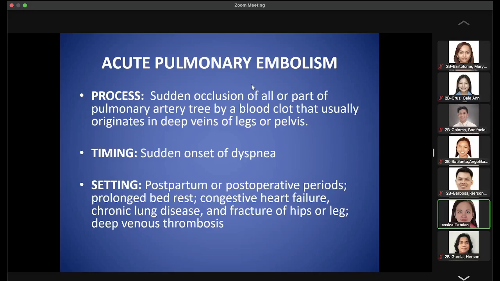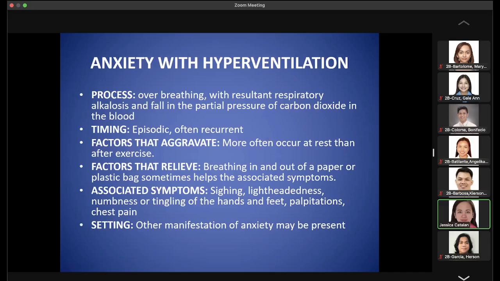Okay, so these are the conditions that predispose a person to develop acute pulmonary embolism. So anxiety with hyperventilation. So this is actually common, no? During the pandemic, maraming mga, of course, anxious, no? Especially kapag buong pamilya mo na-infect, 'di ba, ng COVID. So in anxiety with hyperventilation, there is overbreathing, no, with resultant respiratory alkalosis.